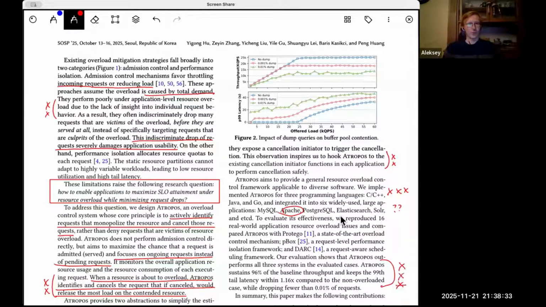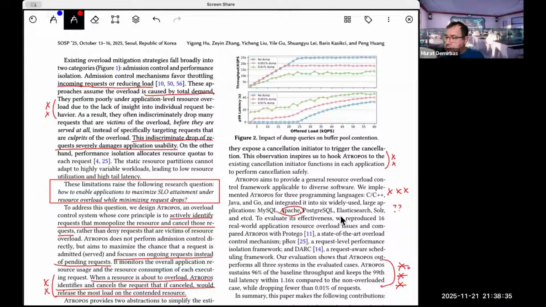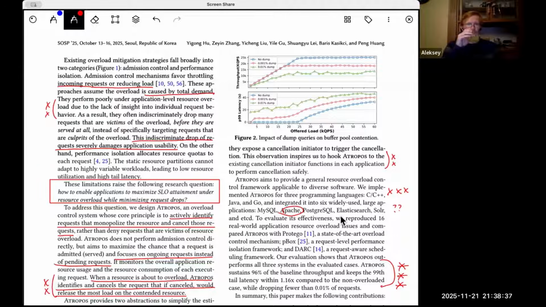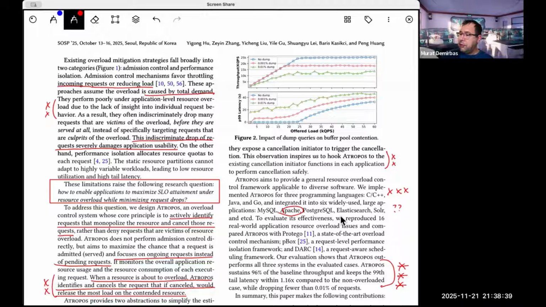I mean, this is amazing, right? Dropping fewer than 0.01% of requests. Like, what is that? 1 in 10,000?